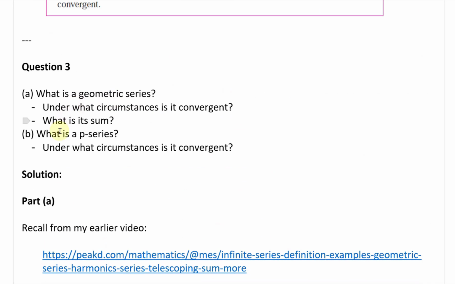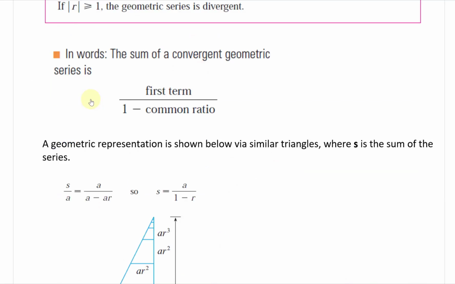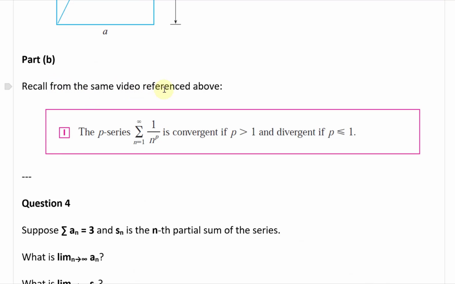Let's look at part B now. What is a p-series, and under what circumstances is it convergent? Alright, let's take a look at the solution. Recall from the same video referenced above, the p-series is the summation from n equals 1 to infinity of 1 divided by n to the power of p. This is convergent if p is greater than 1, and it's divergent if p is less than or equal to 1. So if the power is large, for example 1 over n cubed, greater than 1, then that's convergent. If it's less, for example 1 over n, just the power of 1, that is divergent. That's very interesting.